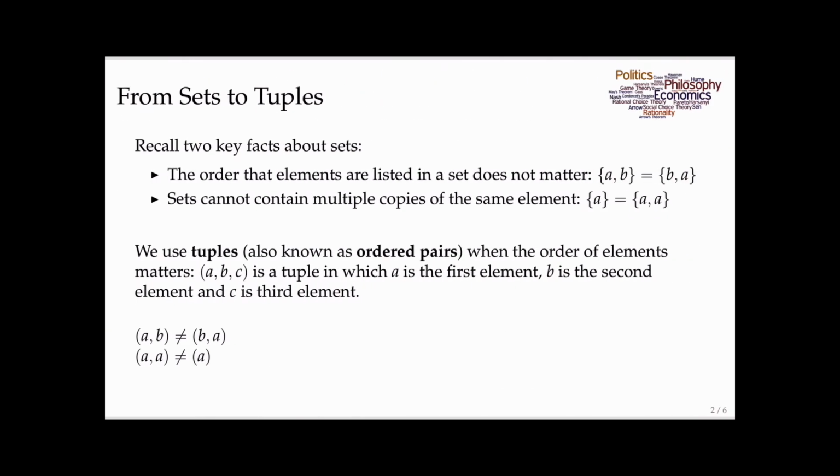So with this notation in hand, we can see that the tuple consisting of A followed by B is not going to be the same tuple as that consisting of B followed by A. And also the tuple consisting of A followed by itself, so this is a tuple of length 2, is not going to be the same thing as a tuple of length 1, which is just the element A.